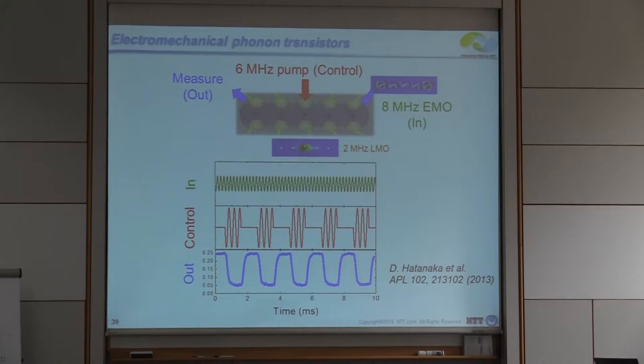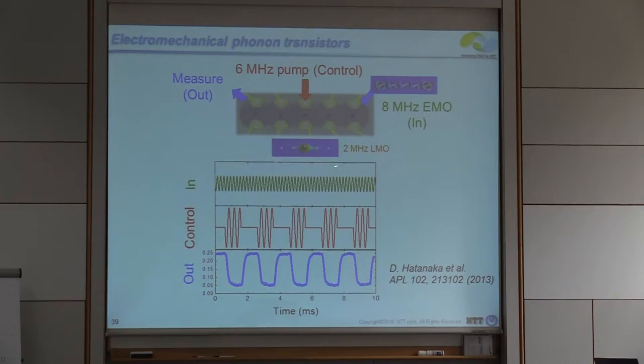So how can you use that? As I told you before, you can use it for switching. Making a traveling phonon from this end to the other end, you can have propagation of the phonon from the right-hand side to the left-hand side. But when you switch on this 6 megahertz radio-frequency pump, you have a coupling between these two modes.